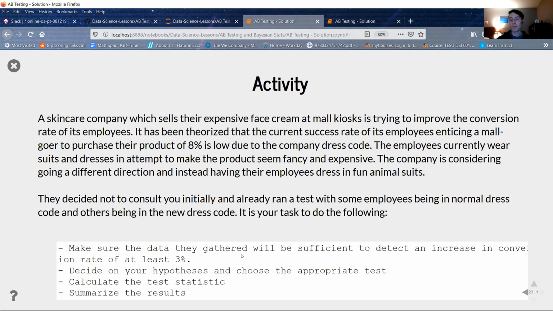So you have to first make sure that they even gathered enough data to be able to detect an increase of at least 3%. So you'll have to do some sample size calculation there. Then you'll have to decide on your hypotheses, choose the appropriate test, calculate the test statistic, and summarize the results. And this is just using the, let's see, I didn't include it here. What's the file called? It's trialresults.csv.